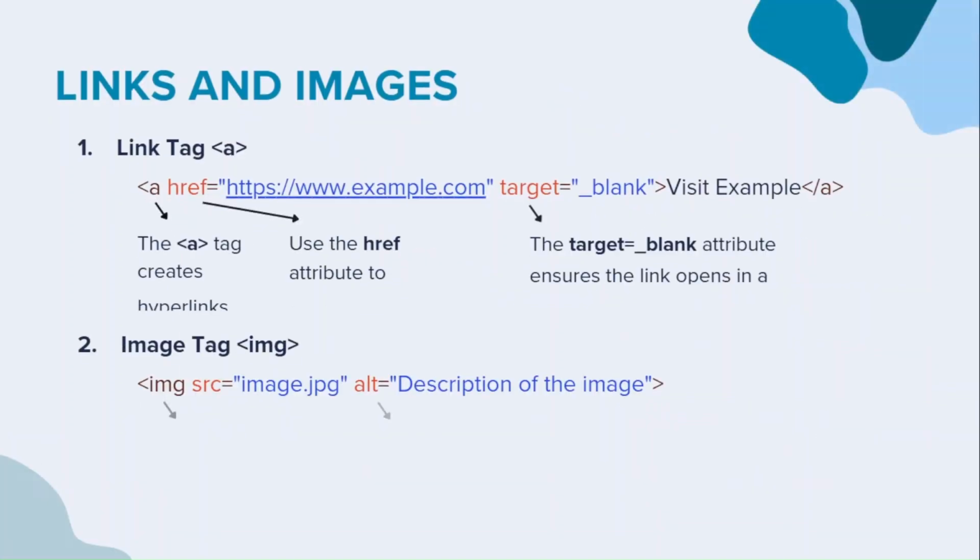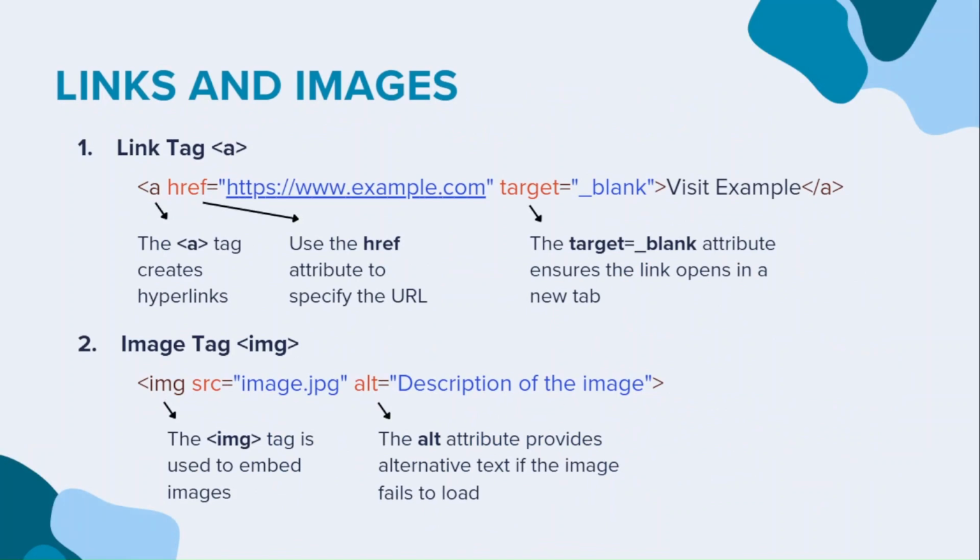Now that you have learned how to structure text, let's make your page interactive by adding links and images. We are exploring two essential elements of HTML: adding hyperlinks with the a tag and embedding images with the img tag. Let's jump right in. The a tag creates hyperlinks. Use the href attribute to specify the URL.